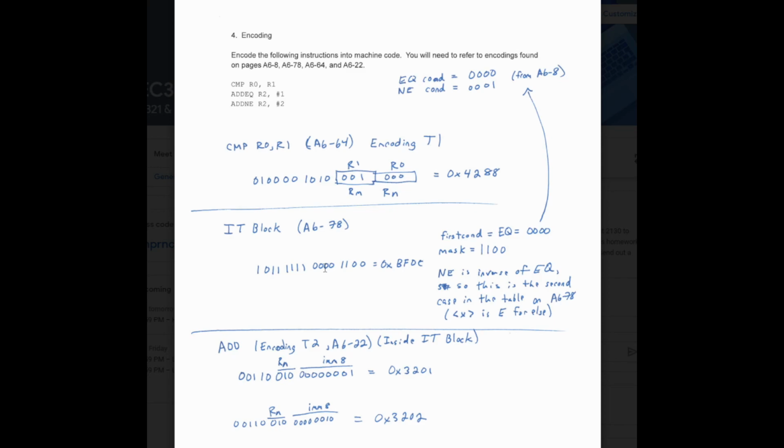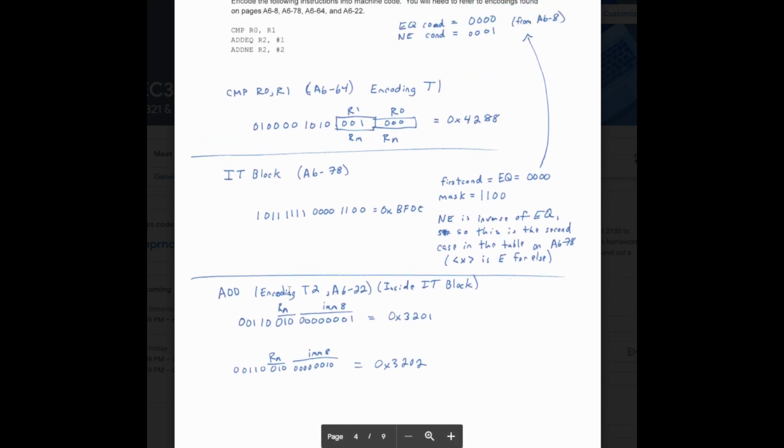And so we set X to be E, and we see that what that means is that NE is the inverse of that, and mask is defined then to be a 1 and then not of first cond. So the 1 first is just hard-coded for the mask. The second one is the inverse of first cond, and because first cond is all zeros, the inverse is going to be a 1, and then it's 0, 0 hard-coded as well. So that's where we get the 0xBFDC for this IT block. That's all that happens there.